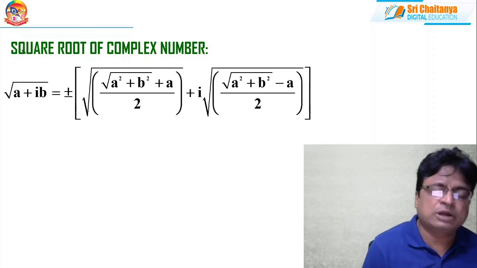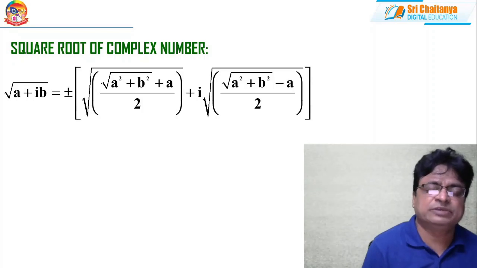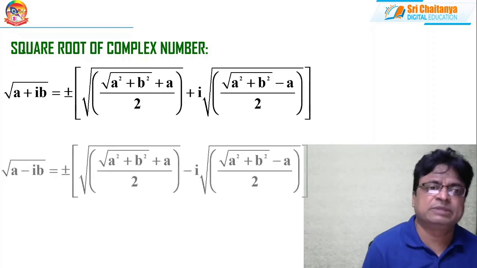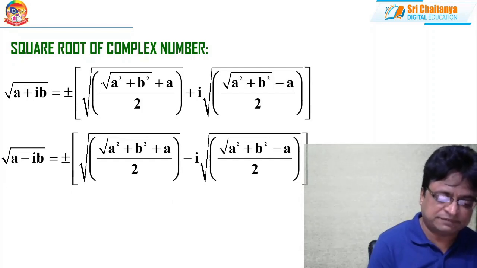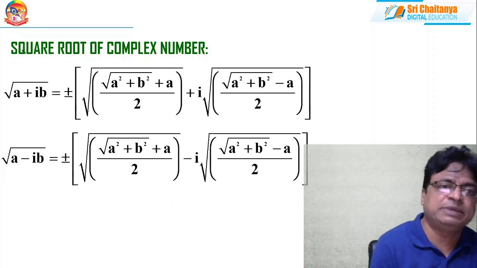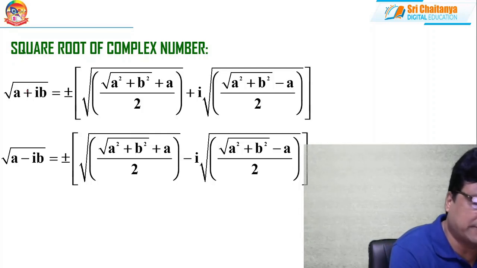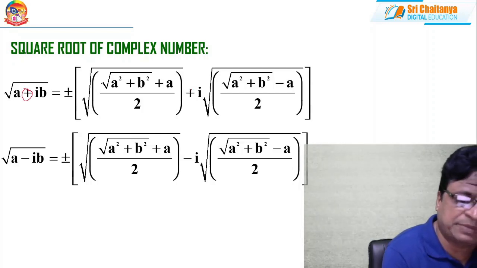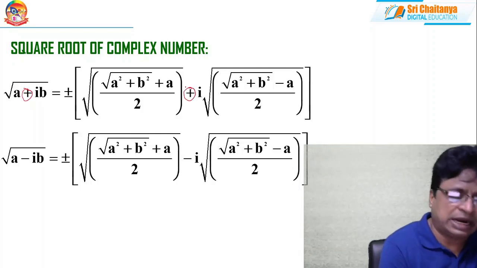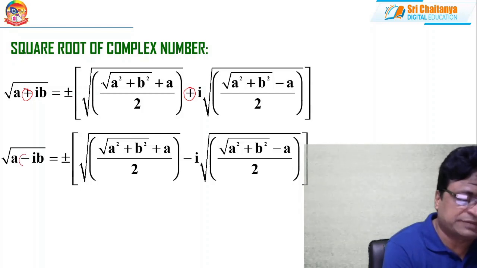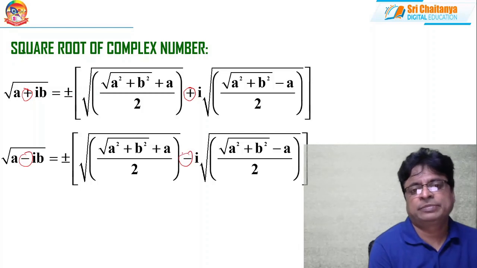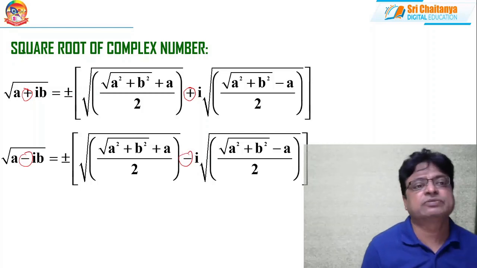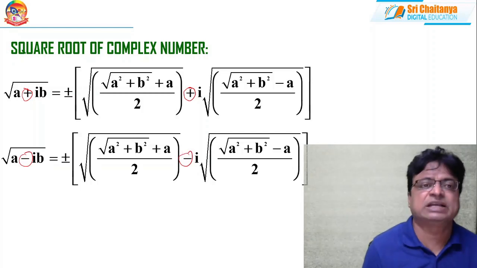If you have got square root of a plus ib, then a similar approach is used for square root of a minus ib. The only difference is that for square root of a plus ib the plus sign appears here, and just replace plus with minus, then you will get the formula for square root of a minus ib. But the question is how to get square root of a plus ib. This I will explain. Now see this proof.